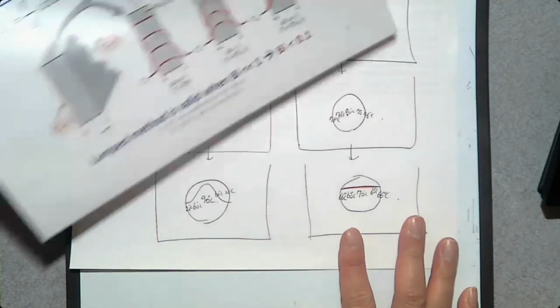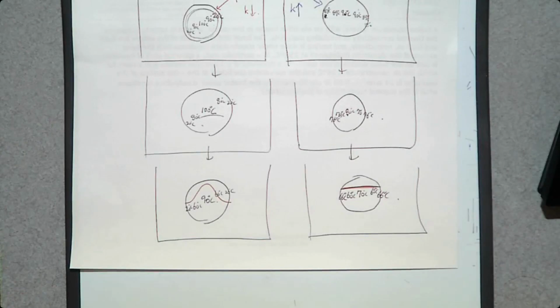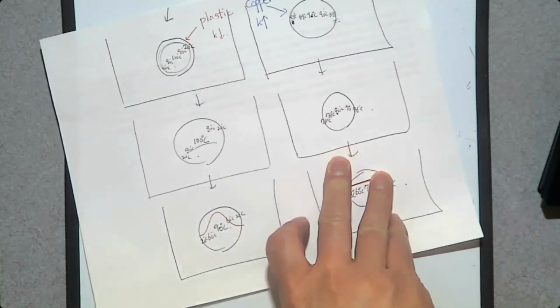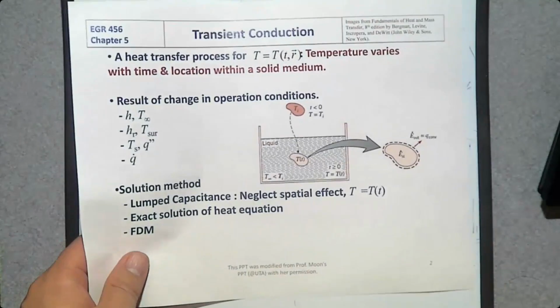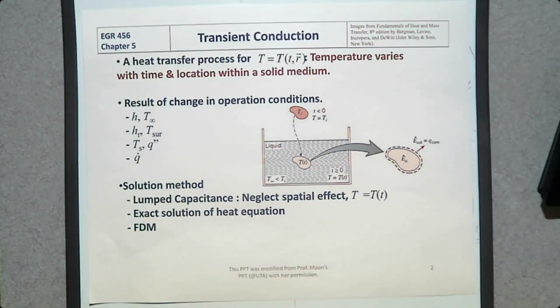Then, okay, I get that. When we have almost uniform temperature within a solid, we can assume that it's going to be a lumped system. Then how can we analyze that lumped system?